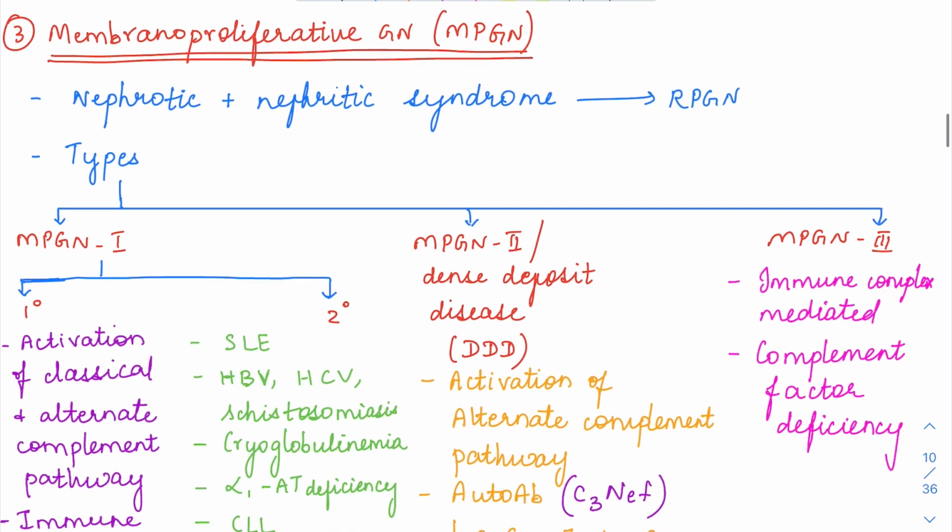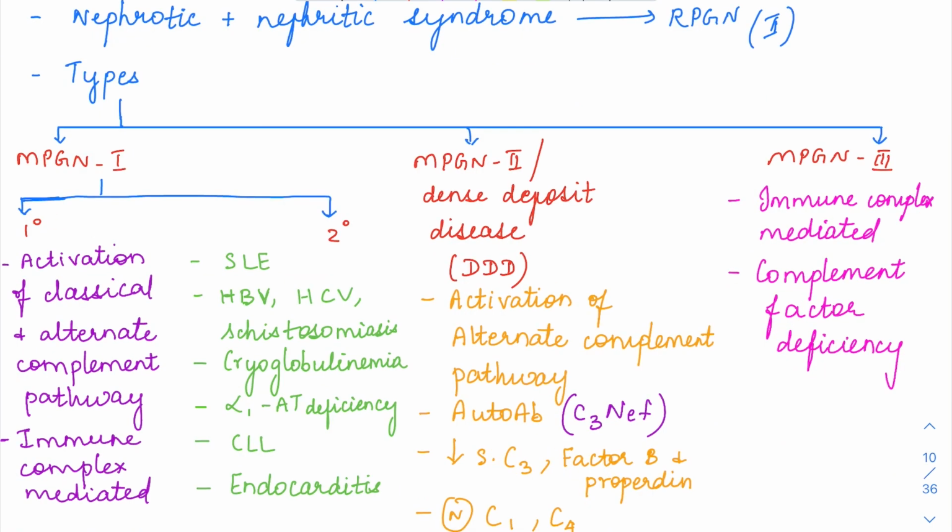Next, we'll see the next type of nephrotic syndrome, which is membranoproliferative glomerulonephritis. So, here it is going to be a combination of both nephritic and nephrotic syndrome, but more of a nephrotic syndrome. And these MPGN patterns are known to progress on to RPGN. So, in RPGN type 2, we saw MPGN as one of the examples, right? So, it can progress on to RPGN. So, we have three types of MPGN based on the disease pathogenesis.